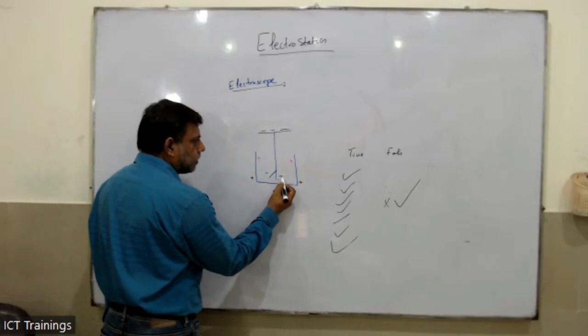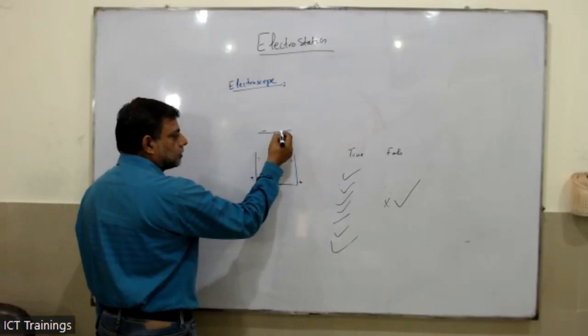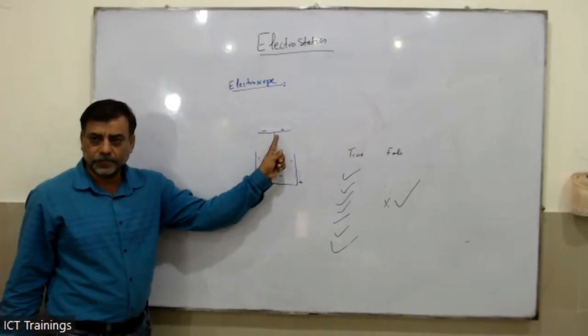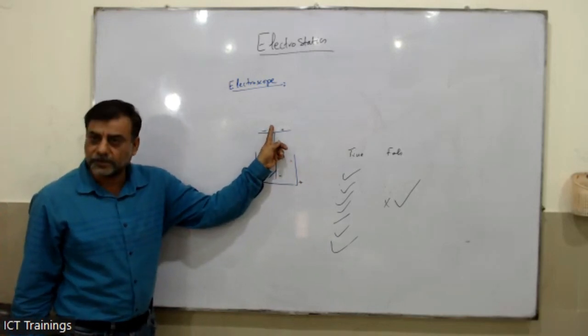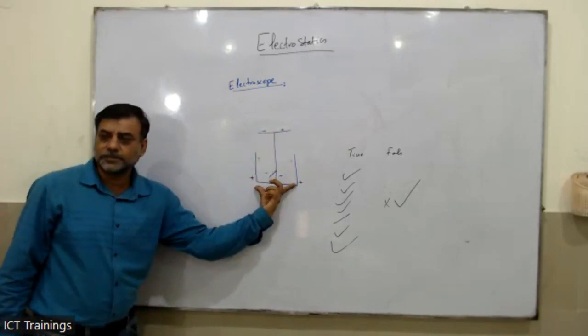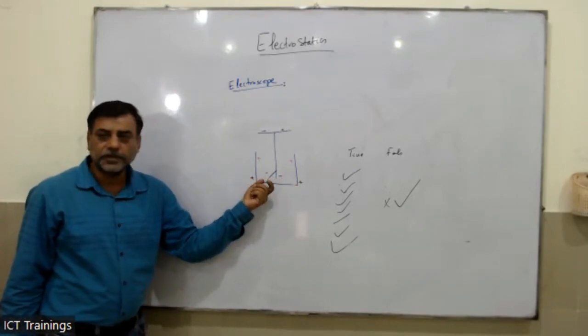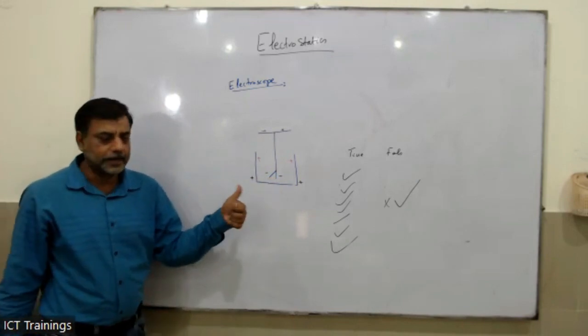Slight negative. And this top side will have positive. Remember, number of charges should be the same. If we have drawn two negative, then we need to draw two positive. All right. So because of the positive casing, this gold leaf and the plate will have induced negative charge on it. Excellent.